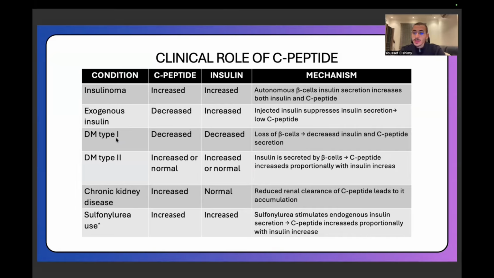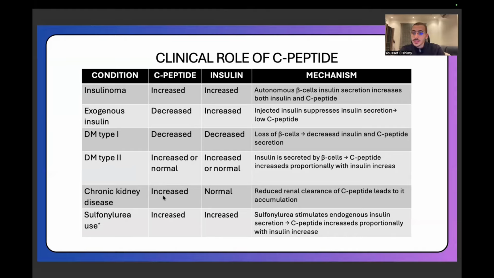In diabetes type 1, because there is no insulin at all, both would be decreased because the beta cells are not producing insulin. So if they're not producing insulin, they're not going to produce C-peptide. In diabetes type 2, there is insulin, but there is insulin resistance. So still, C-peptide is going to be normal or increased, as well as the insulin is going to be normal or increased. They're going to be complementary.